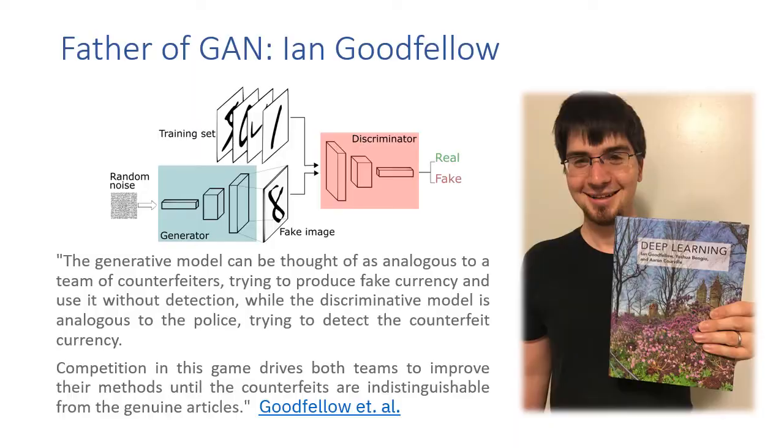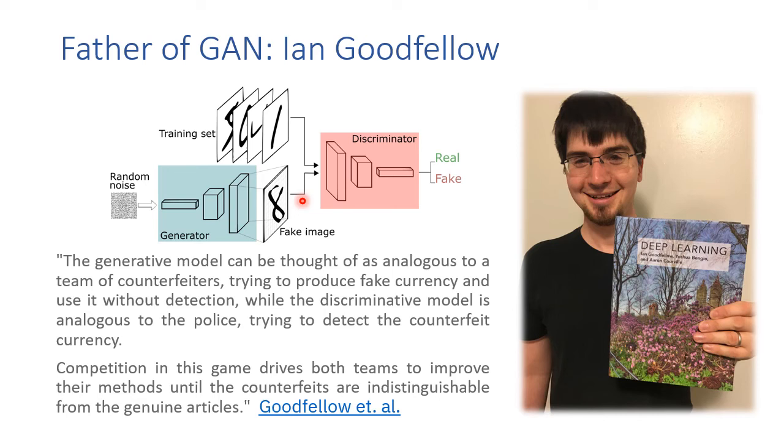The father of GAN is Ian Goodfellow. He is also the author of Deep Learning, the most popular textbook of deep learning. So this is the architecture of GAN. GAN includes two parts. One is generator networks and another one is discriminator networks. The generator accepts random noise as input and then generates fake images. The discriminator tries to tell real images and fake images apart.